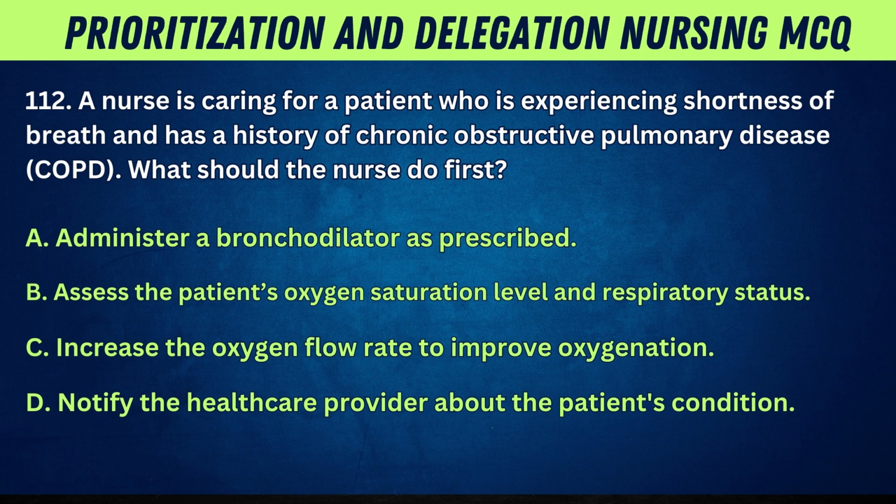112. A nurse is caring for a patient who is experiencing shortness of breath and has a history of chronic obstructive pulmonary disease, COPD. What should the nurse do first? A. Administer the bronchodilator as prescribed. B. Assess the patient's oxygen saturation level and respiratory status. C. Increase the oxygen flow rate to improve oxygenation. D. Notify the healthcare provider about the patient's condition.